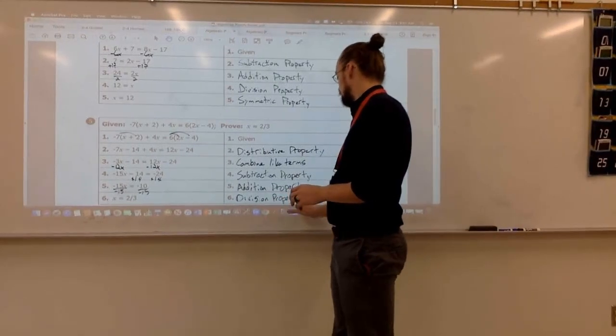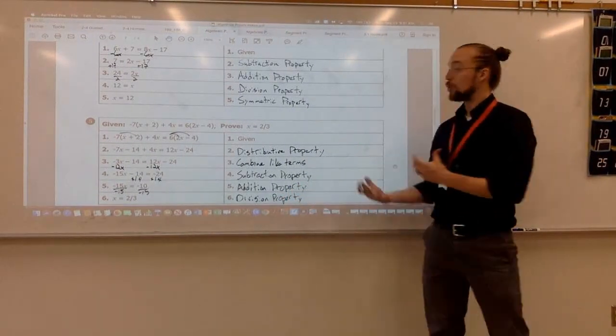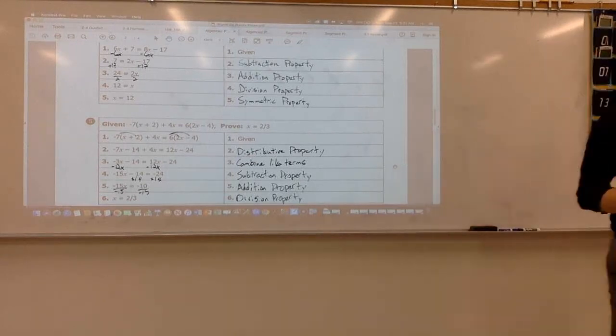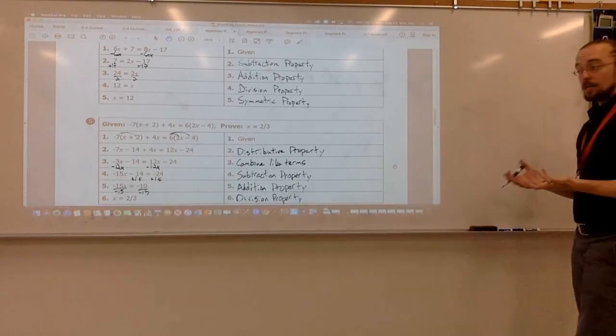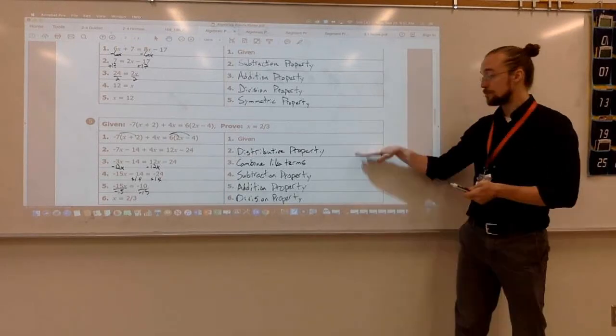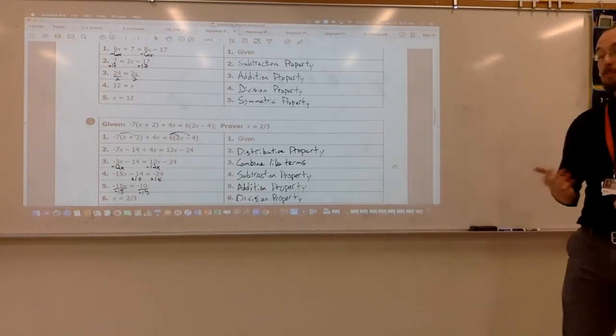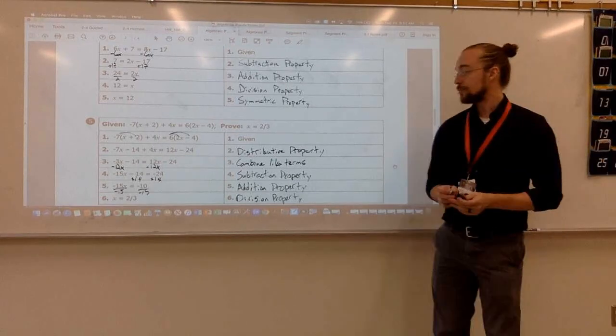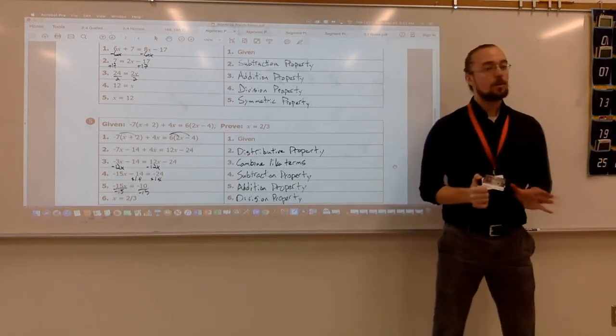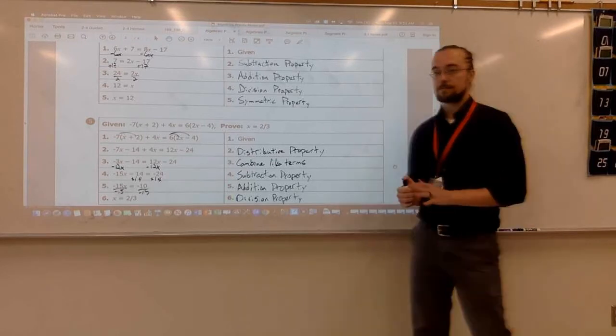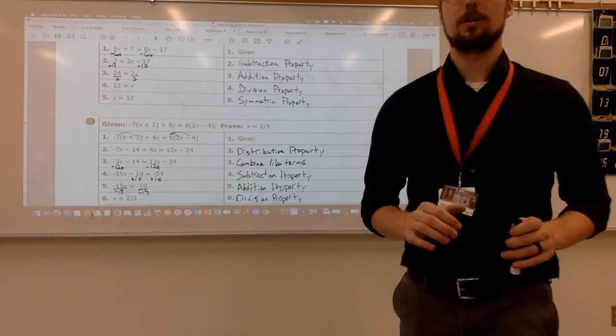So the question also came up, could we use the same property multiple times in the same proof? Yeah, absolutely. Right? You could subtract multiple times, you could add multiple times, right? The same property could show up more than once in the same proof. Okay? Any questions? Oh, we got plenty of time.